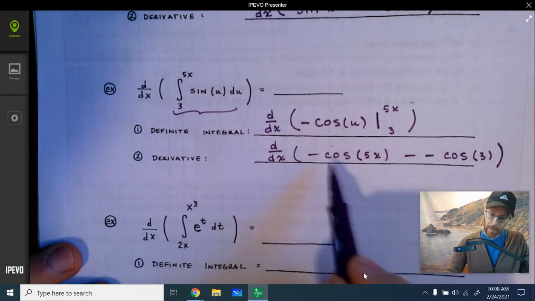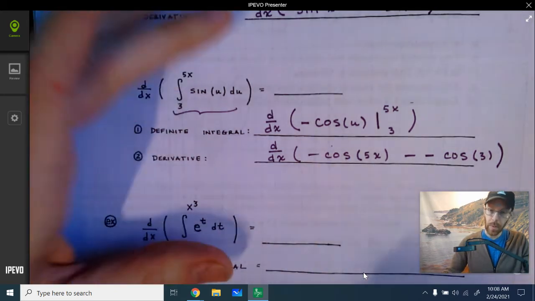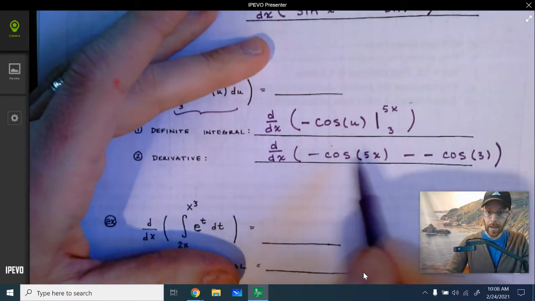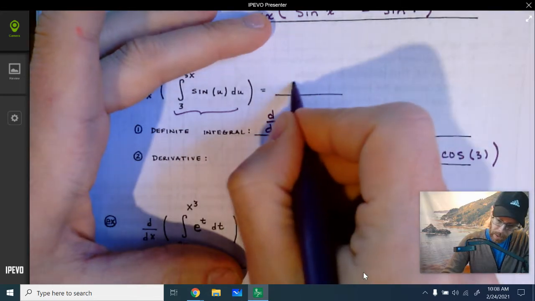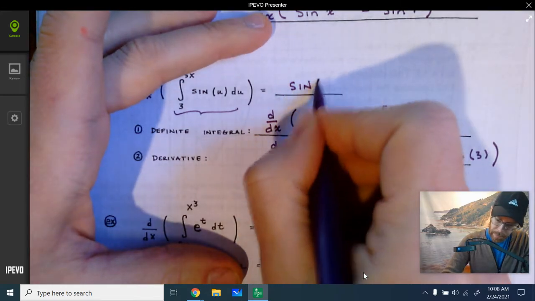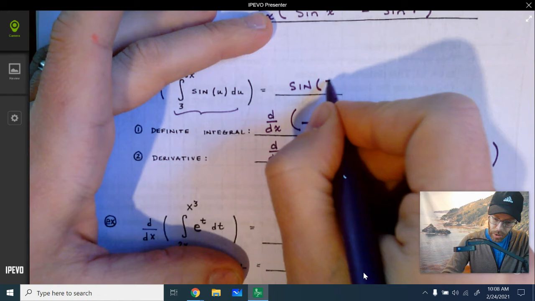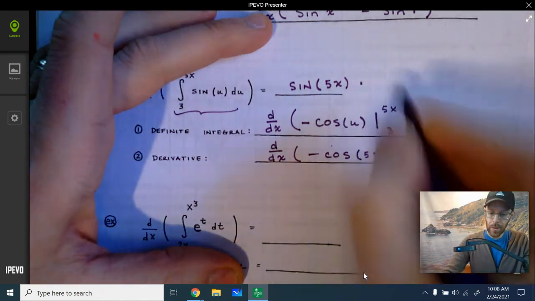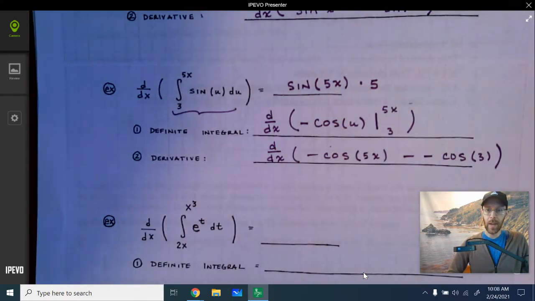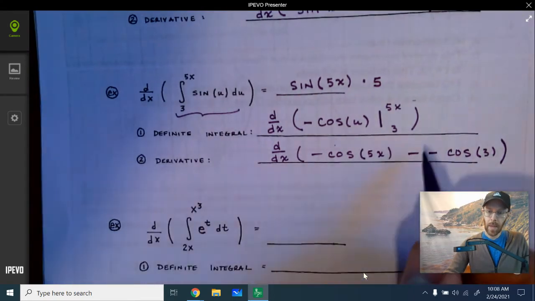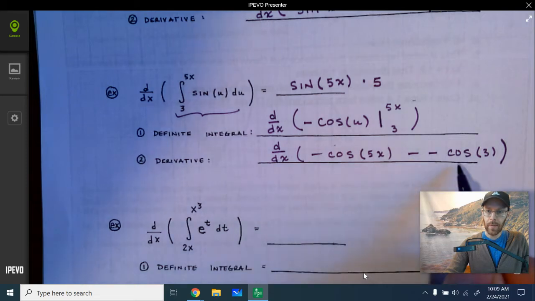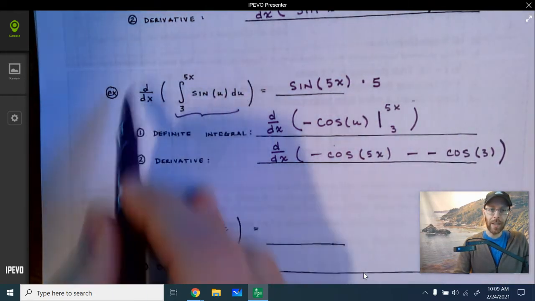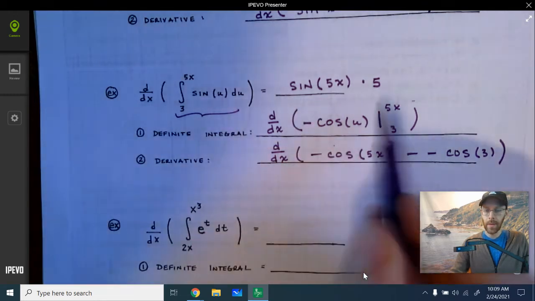So the derivative of the negative cosine of 5x would be a chain rule problem. Outside function is negative cosine. Derivative of negative cosine is sine. Leave the inside function alone and multiply by the derivative of the inside. Plus the derivative of cosine of 3 is 0. So this expression is equal to this.